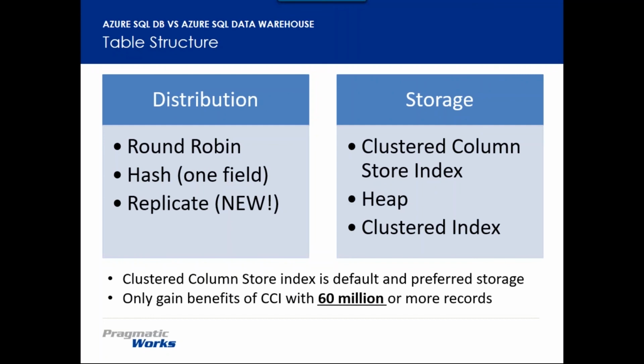So if you want to take full advantage of this, since we've got 60 distributions, any table that has more than 60 million records will be able to take full advantage of the clustered column store index. But if your tables have less than 60 million, you're really not going to be able to take advantage of the clustered column store performance benefit. So the other two options are heap. Heap is not as bad as it sounds in a lot of cases, but it's just like a heap in your on-premise SQL Server. It's a data table with no indexes. The other option is to use a clustered index storage.